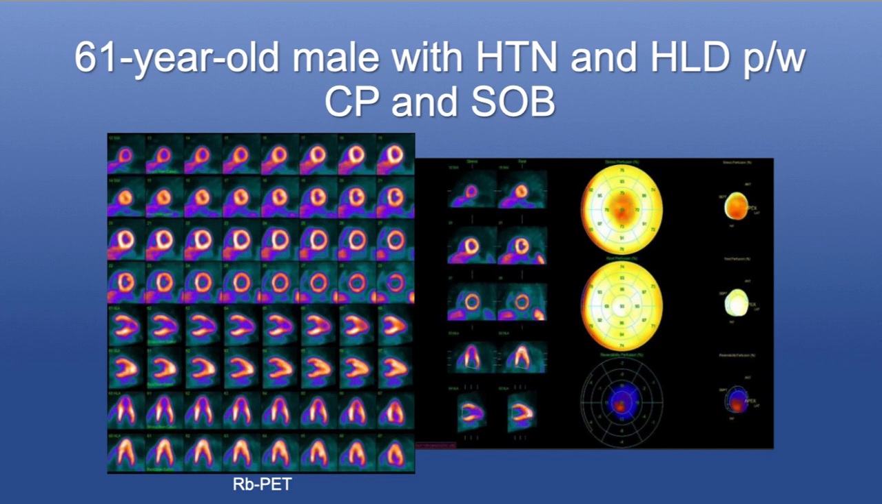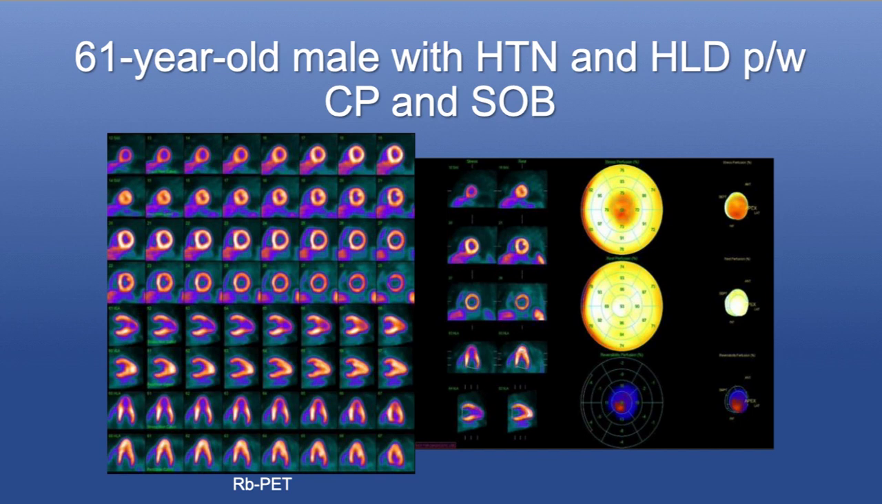So we talked about the use in myocarditis as well. Now let's go to another case. We have here a 61-year-old male with a history of hypertension and hyperlipidemia who presented with chest pain and shortness of breath. The patient underwent a PET scan in this case. He was an older patient with a higher probability, and the ordering physician decided to go with a rubidium PET, also a great test. So we see some reversibility here in the apex.